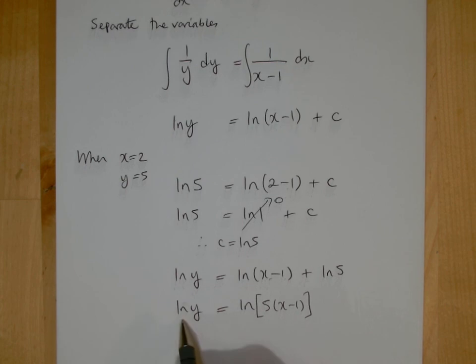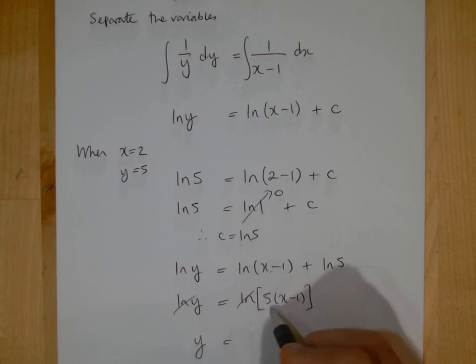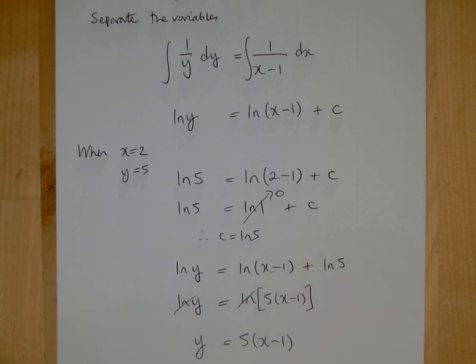And then you'll notice you've got a single logarithm on both sides, so they effectively cancel out. So you just have y equals 5 bracket x minus 1. So there you go, you've solved the differential equation.